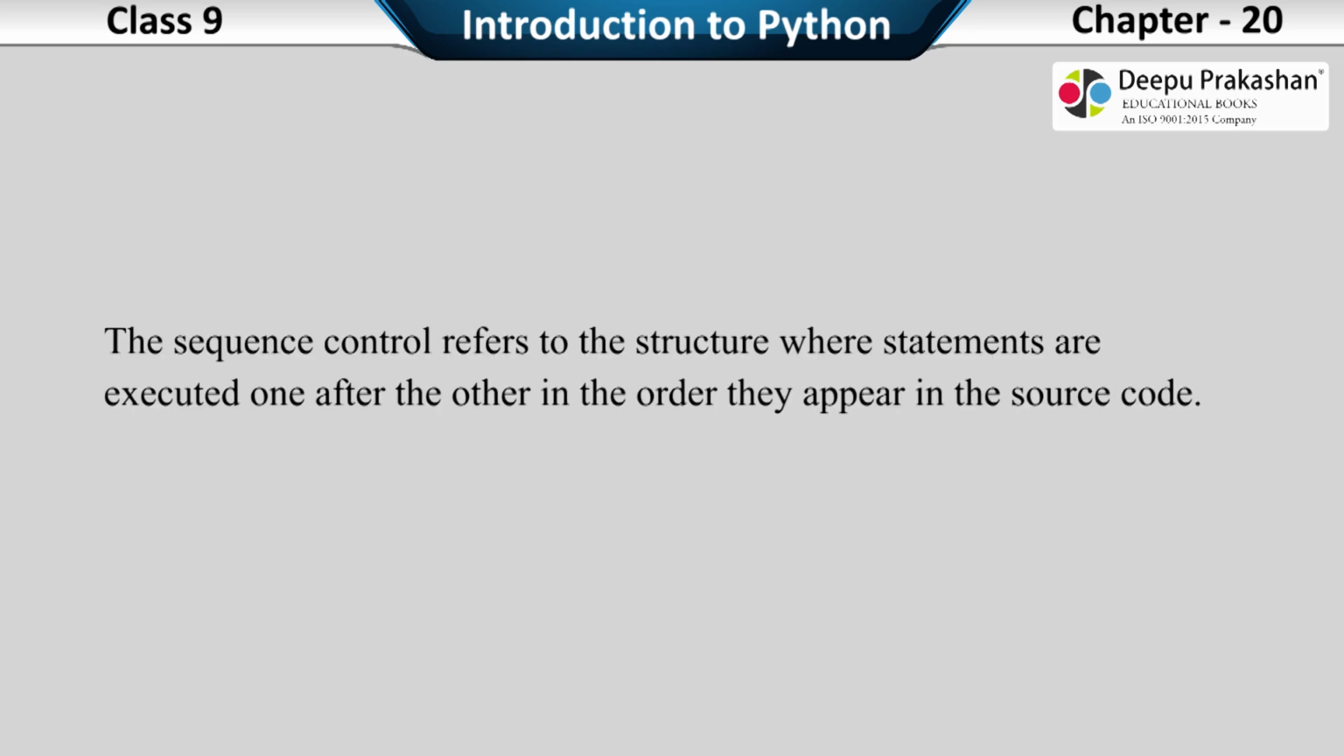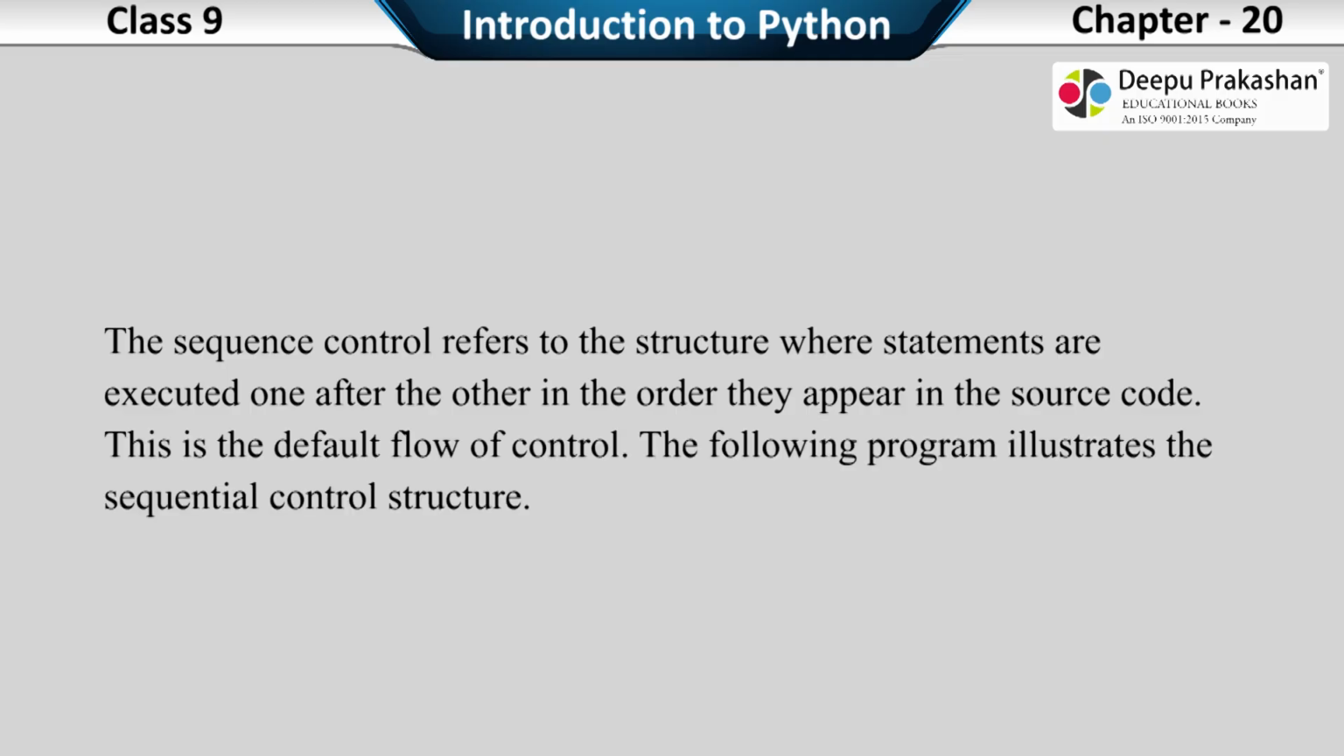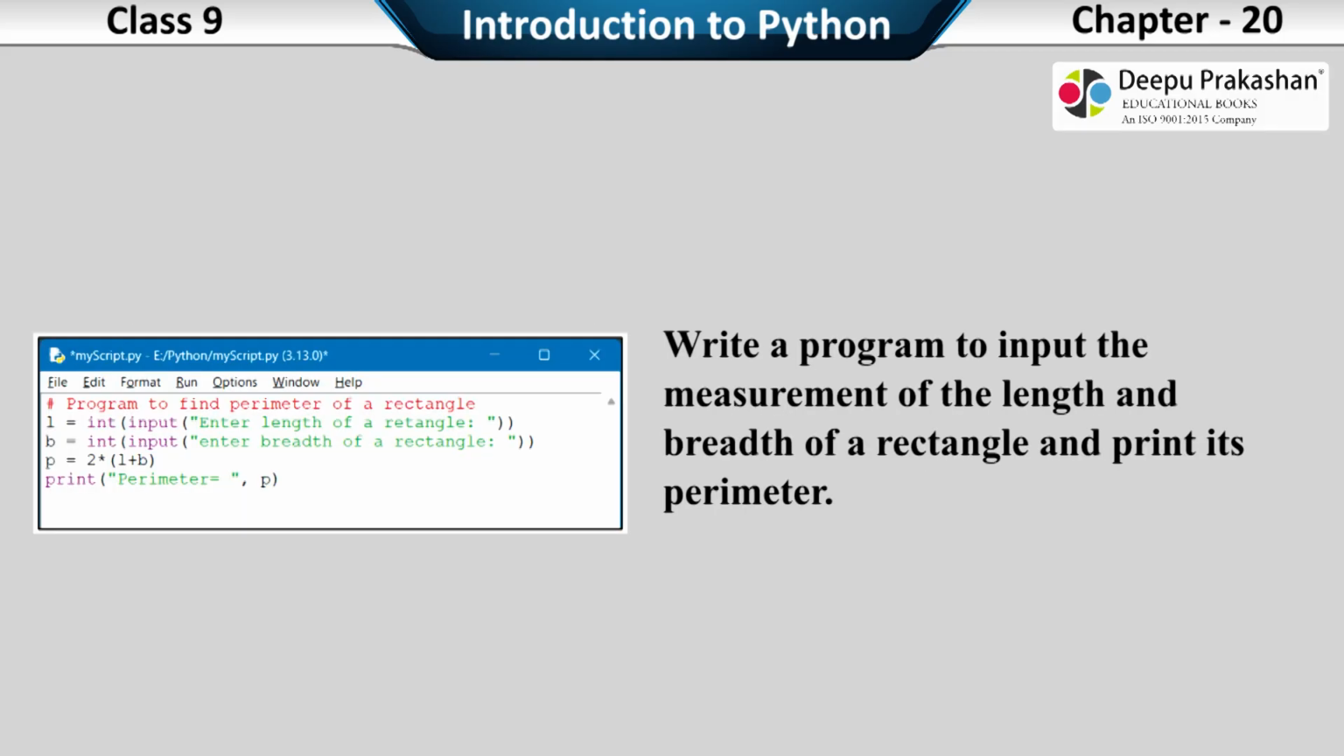Sequential control refers to the structure where statements are executed one after the other in the order they appear in the source code. This is the default flow of control. The following program illustrates the sequential control structure. Write a program to input the measurement of the length and breadth of a rectangle and print its perimeter.